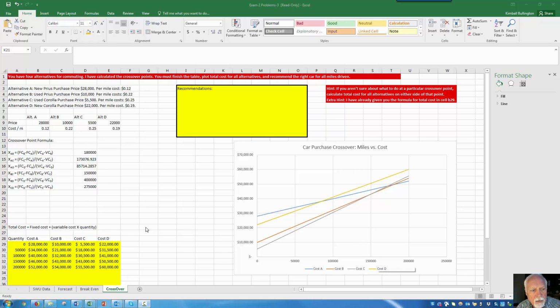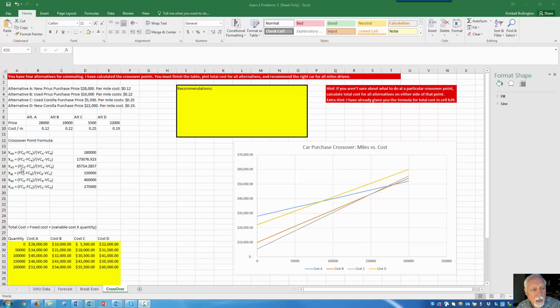Hello, I want to give you a little bit of advice on what to do with these crossover points. I've provided them already. Each one of these crossover points represents the volume at which two alternatives have equal total cost. And that's how you solved for this in the first place.